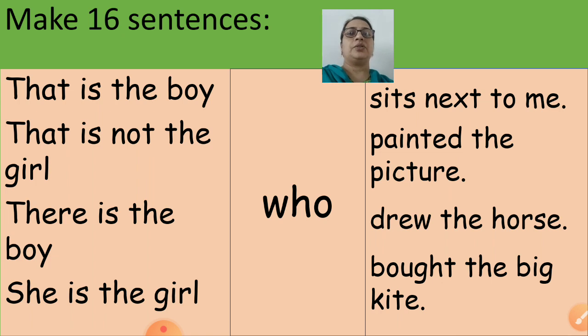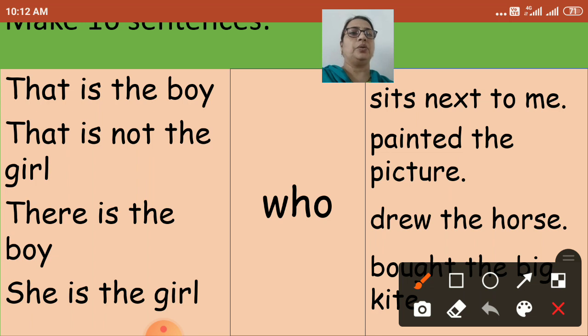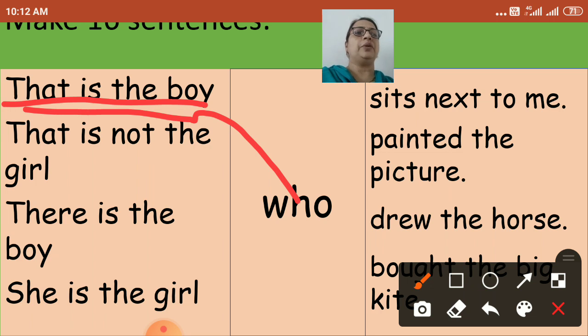Very good. So children, see in the first column, that is the boy, who. Now what we are going to do, we are going to join this group of words with this word who, and we are going to pick any group of words from this column and make the sentence. Clear? So let's start. Remember, we have to make 16 sentences, so we can make 4 sentences with this, then 4 and 4, 8, 12 and 16. This way we will make.